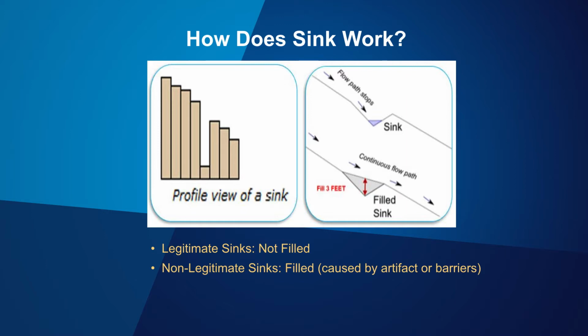We have two types of sinks: legitimate sinks, which are not filled, like catch basins, and non-legitimate sinks, which are filled and are caused by artifacts or barriers, such as trees or swimming pools.